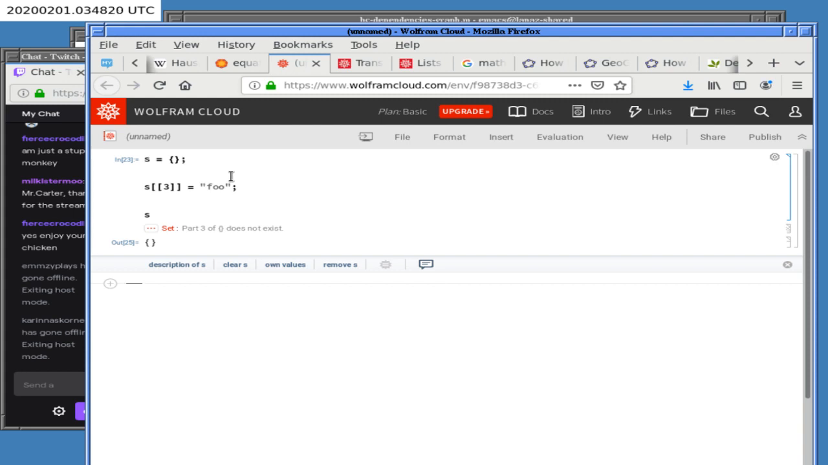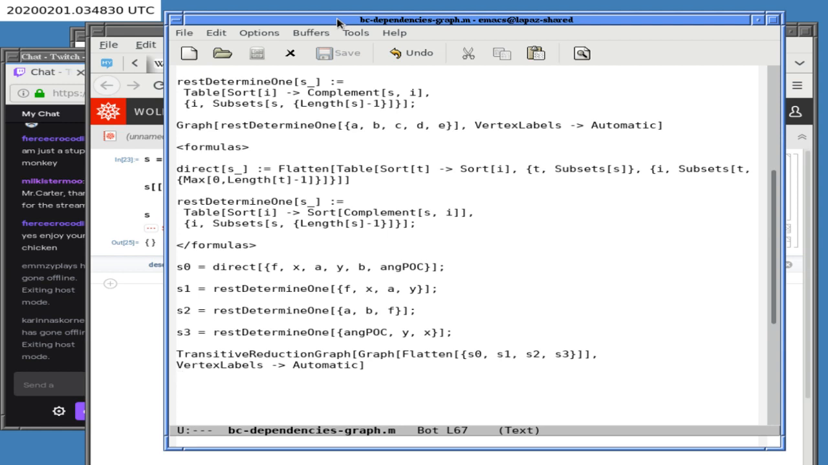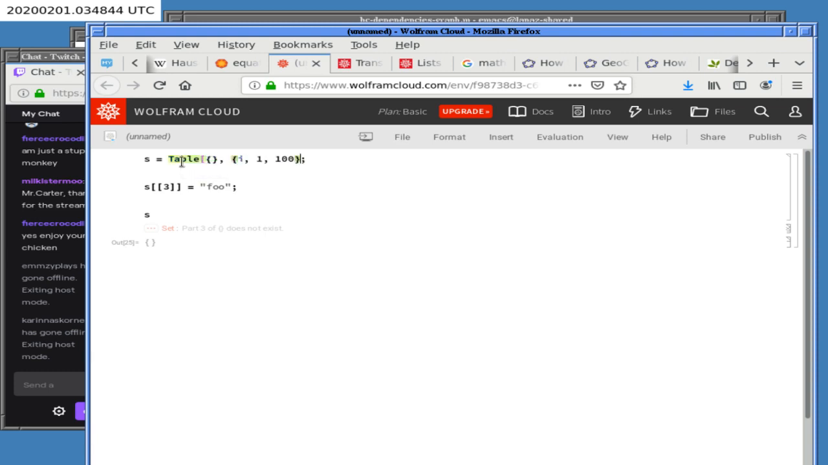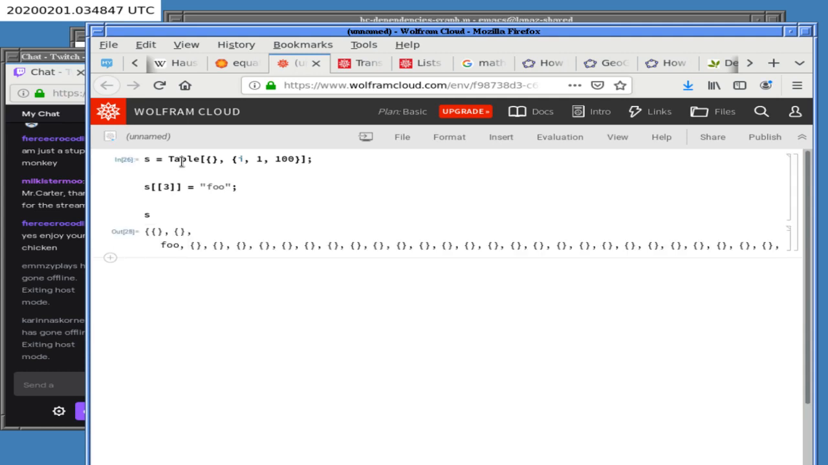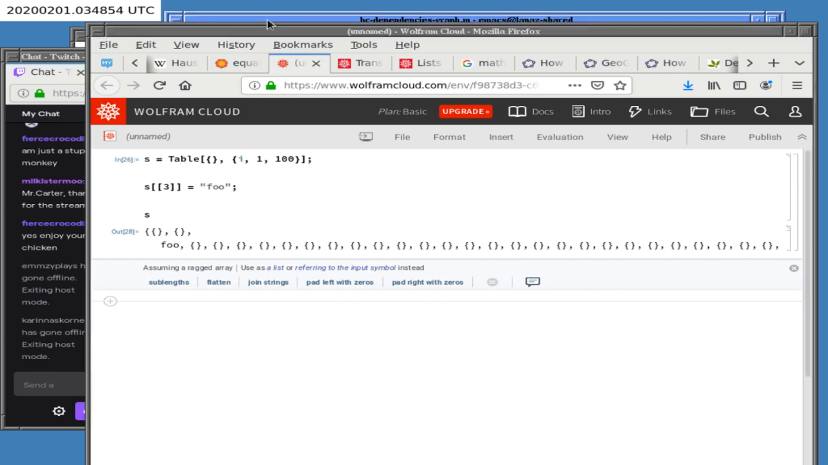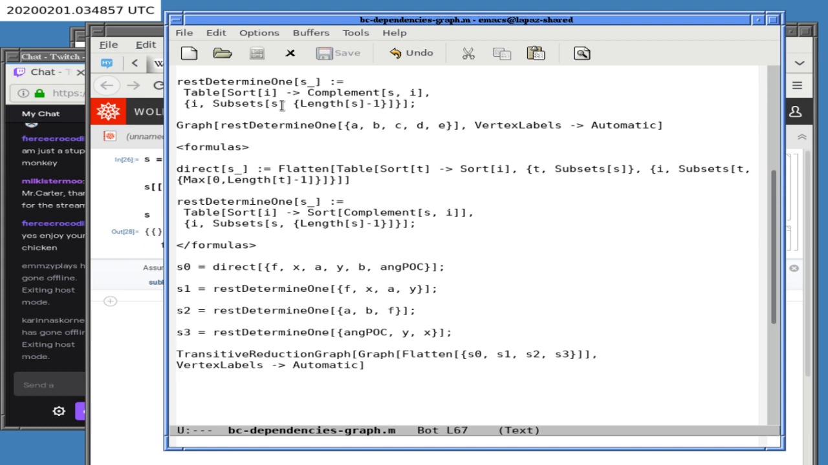Now what I could do is make S 100 copies of the empty set. Did this, and yep, there it is. It is not a very good solution, though, so I'm going to avoid it for right now. You can definitely do something like S of 0, like a function, and then basically say S is equal to S of i for i equals 1 to 100, and so on, which I might end up doing.